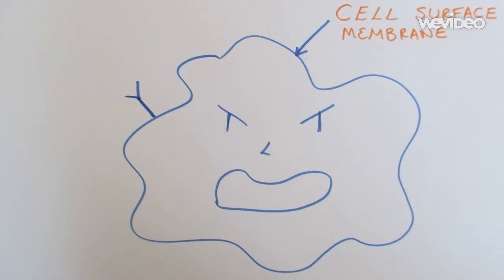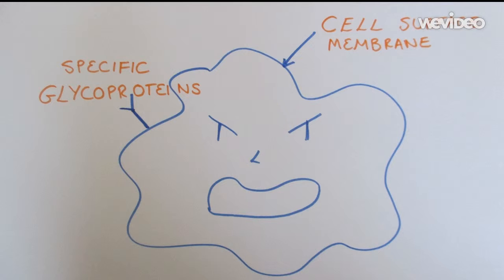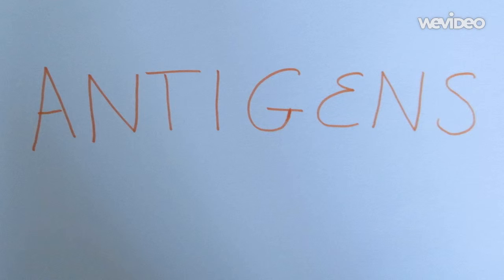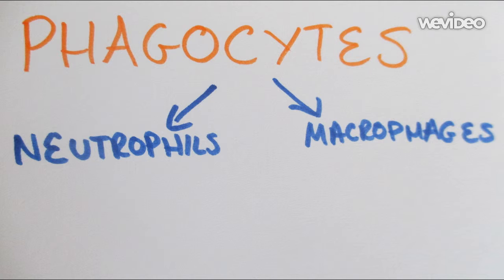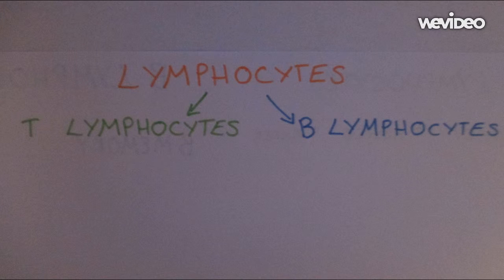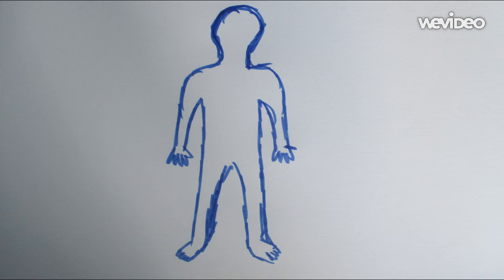It has glycoproteins on it. Glycoproteins you should already be familiar with. Every pathogen has specific glycoproteins, so every pathogen has a different shaped antigen. Antigens allow your body's immune system, phagocytes, as well as your lymphocytes, to recognize that the substance is foreign.